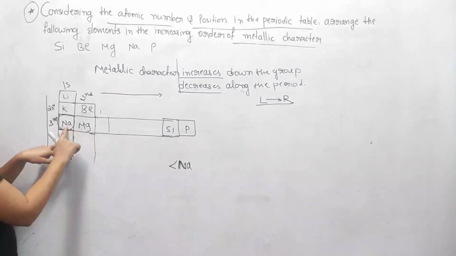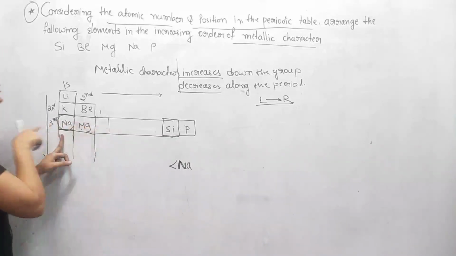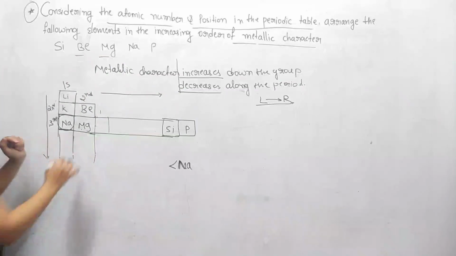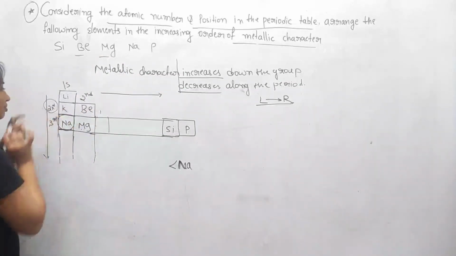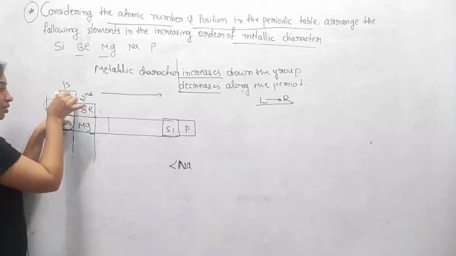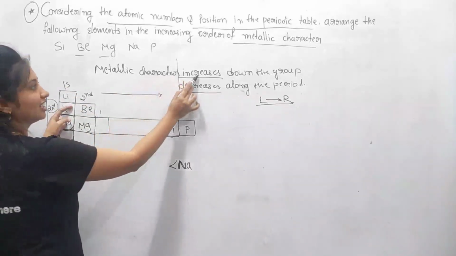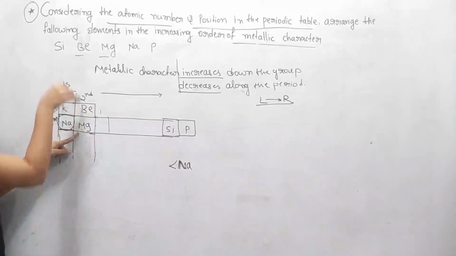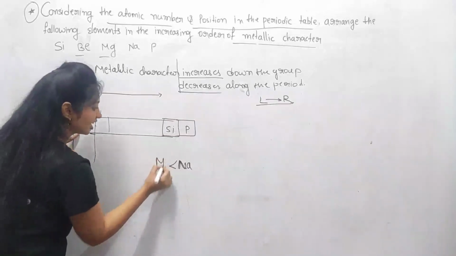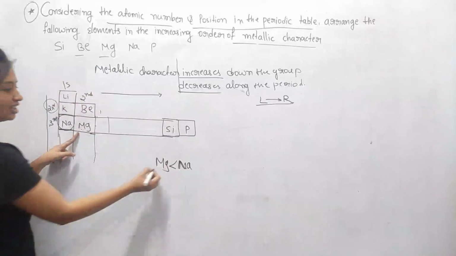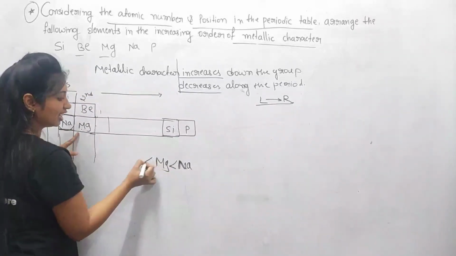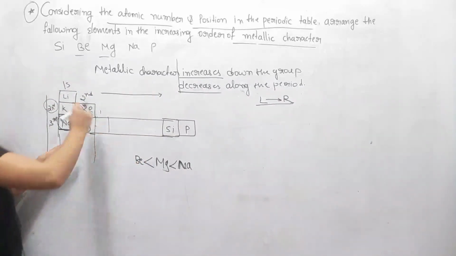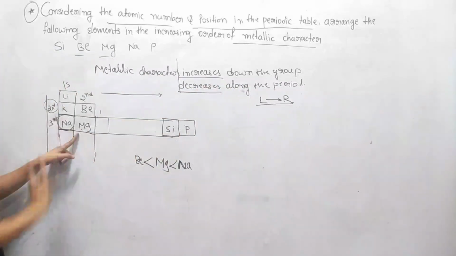And next, guys, along the period, just observe beryllium and magnesium. Beryllium is in the second period. As we move down the group, the metallic character increases. So which element do we have down the group? Like this, magnesium. So the second element is magnesium. Magnesium has a higher metallic character than beryllium. And next, along the period, the metallic character decreases.